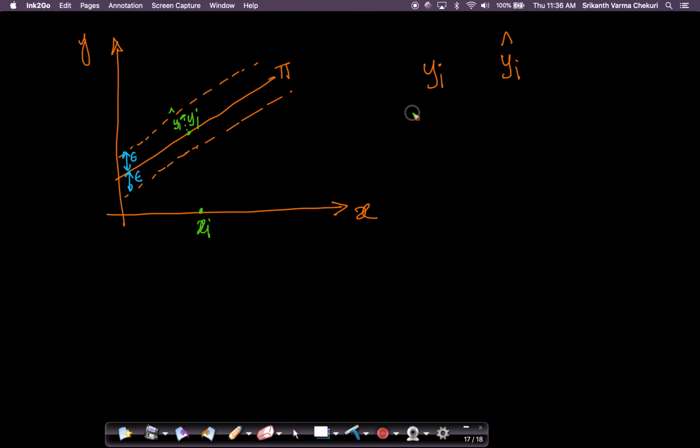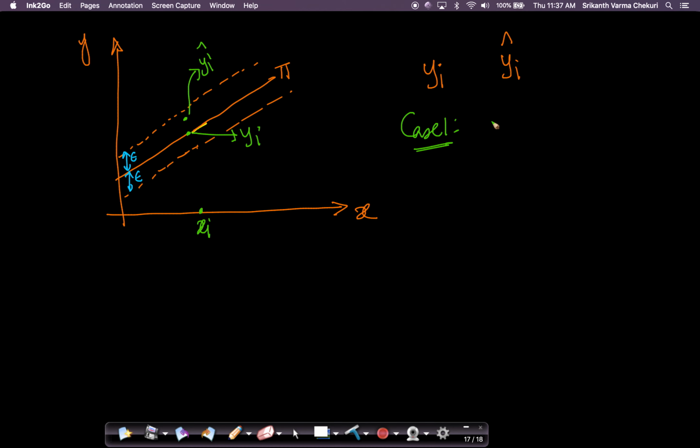Let's write two cases. Case 1 is yi greater than yi hat, or the other way around. I think the diagram could be slightly confusing, so let me redraw it for clarity. This is my epsilon. This is my line here. My green point is here. This is my yi hat, and this is my yi.